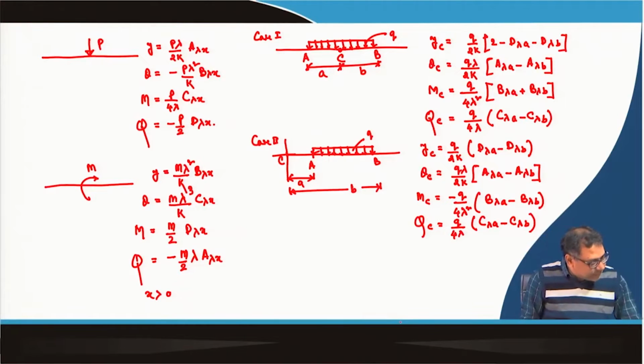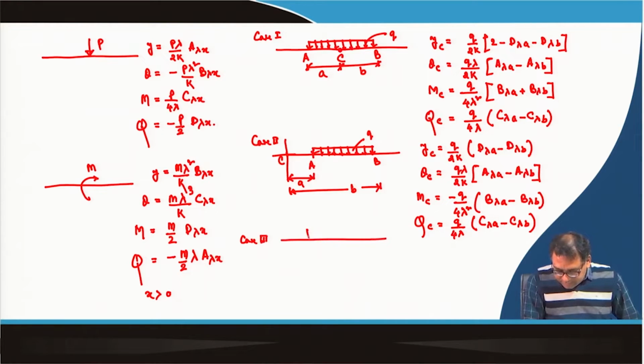So, this is the expression. Now, there is another case, case 3, when the point of interest is on the right side of the loading. This is C, and this is the B point and A point, with C at a distance b and at a distance a.